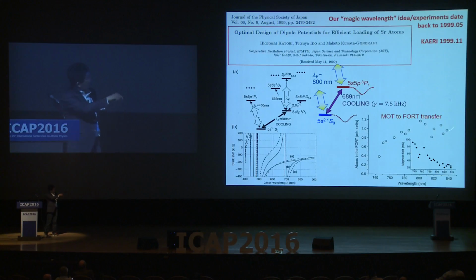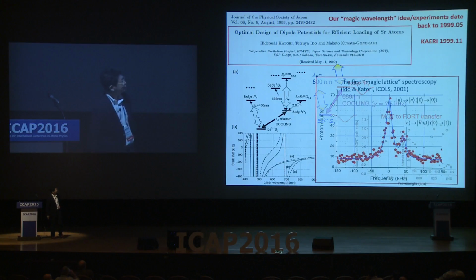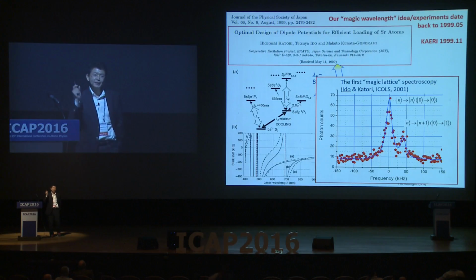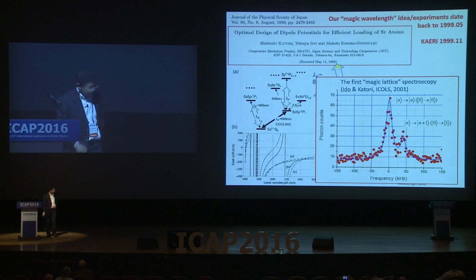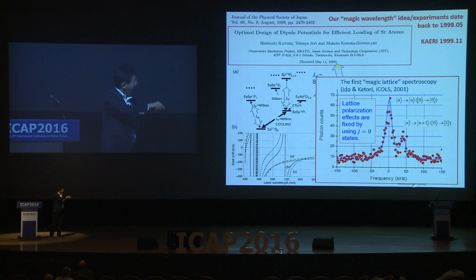By doing so, we slightly improved the loading efficiency into a dipole trap, so we were happy at that point. And 2 years later, we tried the magic lattice spectroscopy in collaboration with Dr. Guido. And this was the first data for that. By doing this experiment, we realized that the scalar state is really necessary to eliminate the vector light shift as well as the tensor light shift. This was the story of how we invented the optical lattice clock.